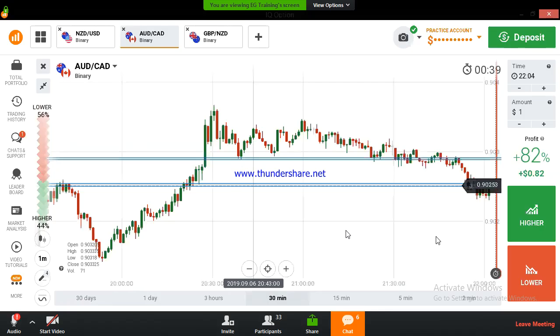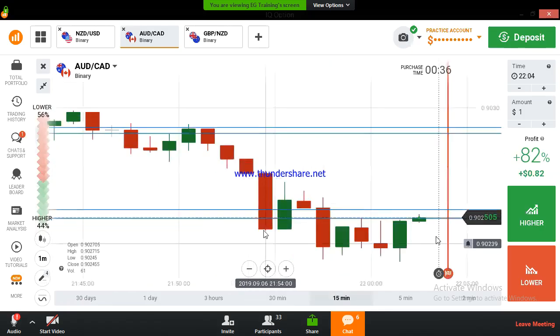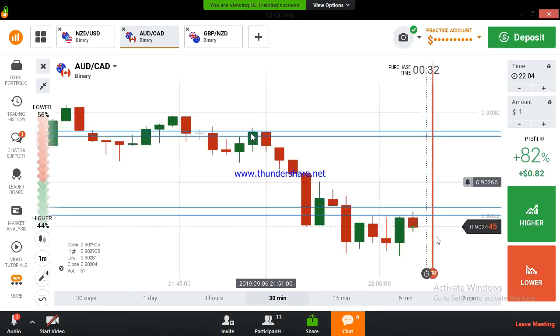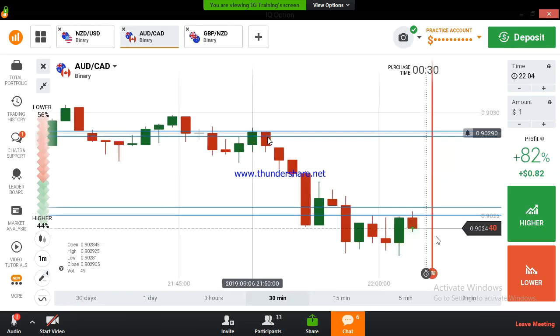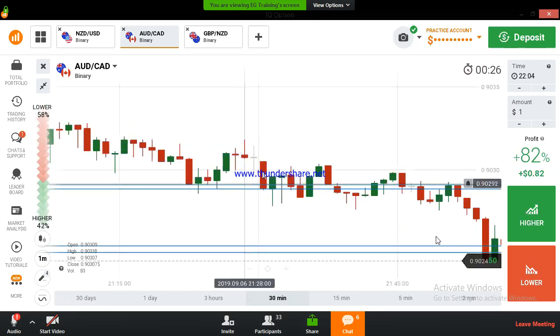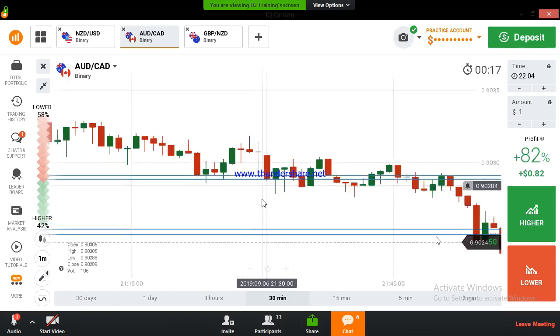And this is also a strong level. This is also a strong level. But here the market broke this level. Always choose this type of candle to place our trade on the next candle. And if the market is strong like this, then you can place your trade, but it's better to avoid trading in this type of situation.